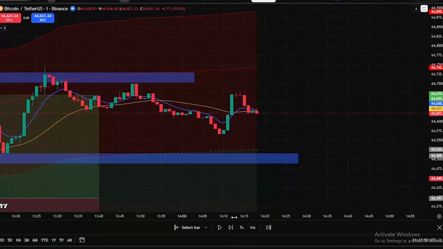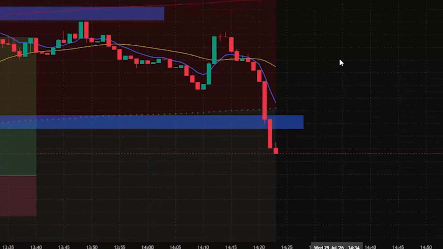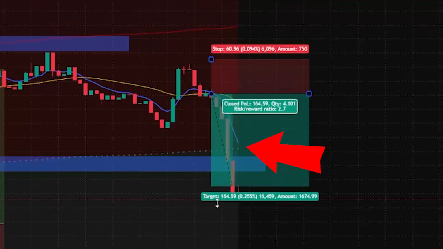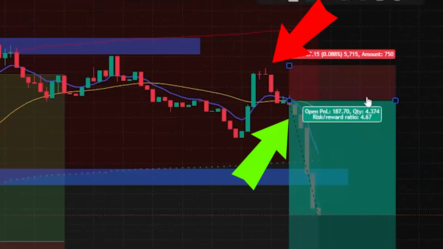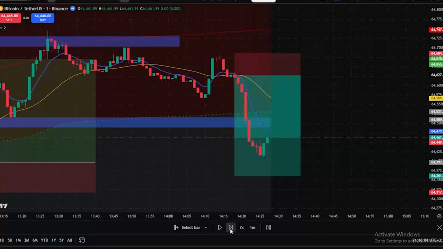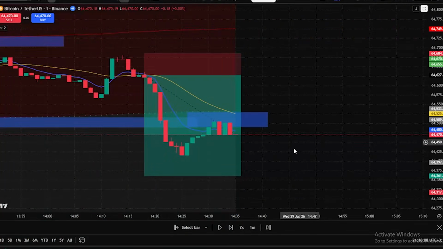Once price reaches a certain profit level, one advanced technique is protecting the trade by reducing risk. For example, after the market moves strongly in our favor, we can consider moving the stop-loss closer to the entry point. This does not guarantee a winning trade, but it helps protect capital and reduces the impact of unexpected reversals.